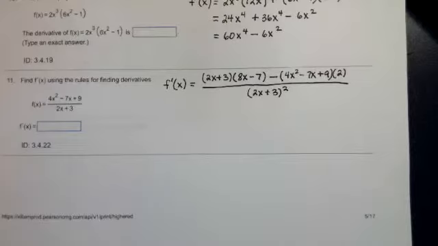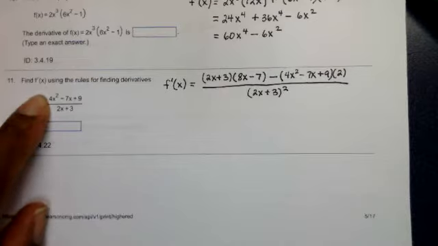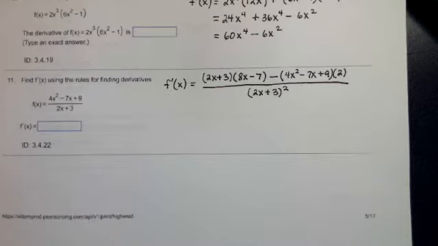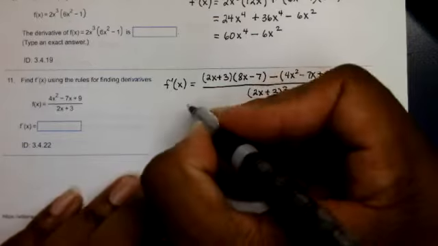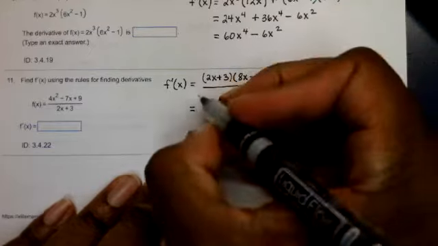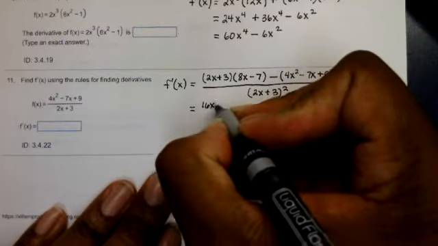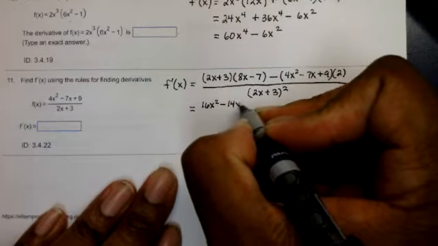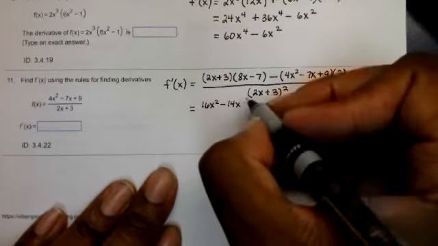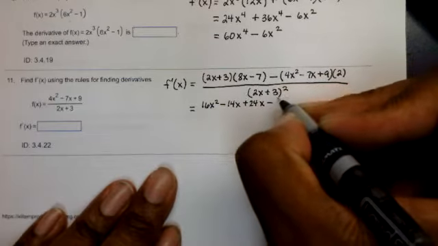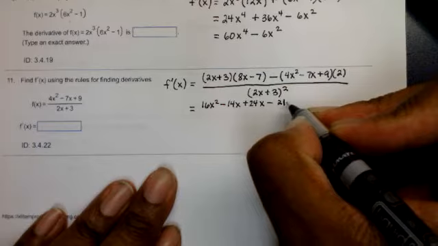Okay. The quotient rule is this: denominator times the derivative of the numerator minus the numerator times the derivative of the denominator, all divided by the square of your denominator. Now let's simplify this. I have to use the FOIL method here. So I have to do 2x times 8x, that's 16x squared. 2x times minus 7 will be minus 14x. 3 times 8x will be plus 24x minus 3 times 7, which is 21.